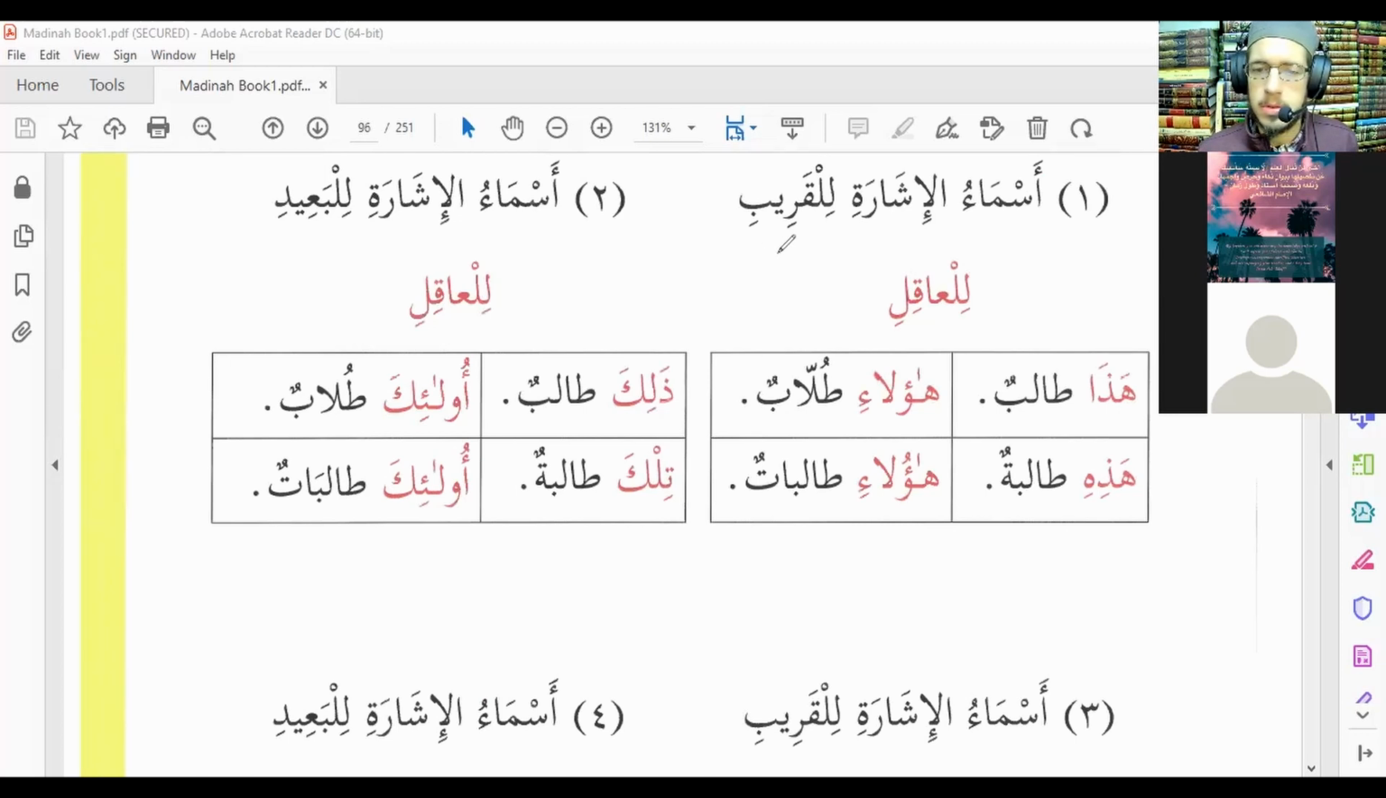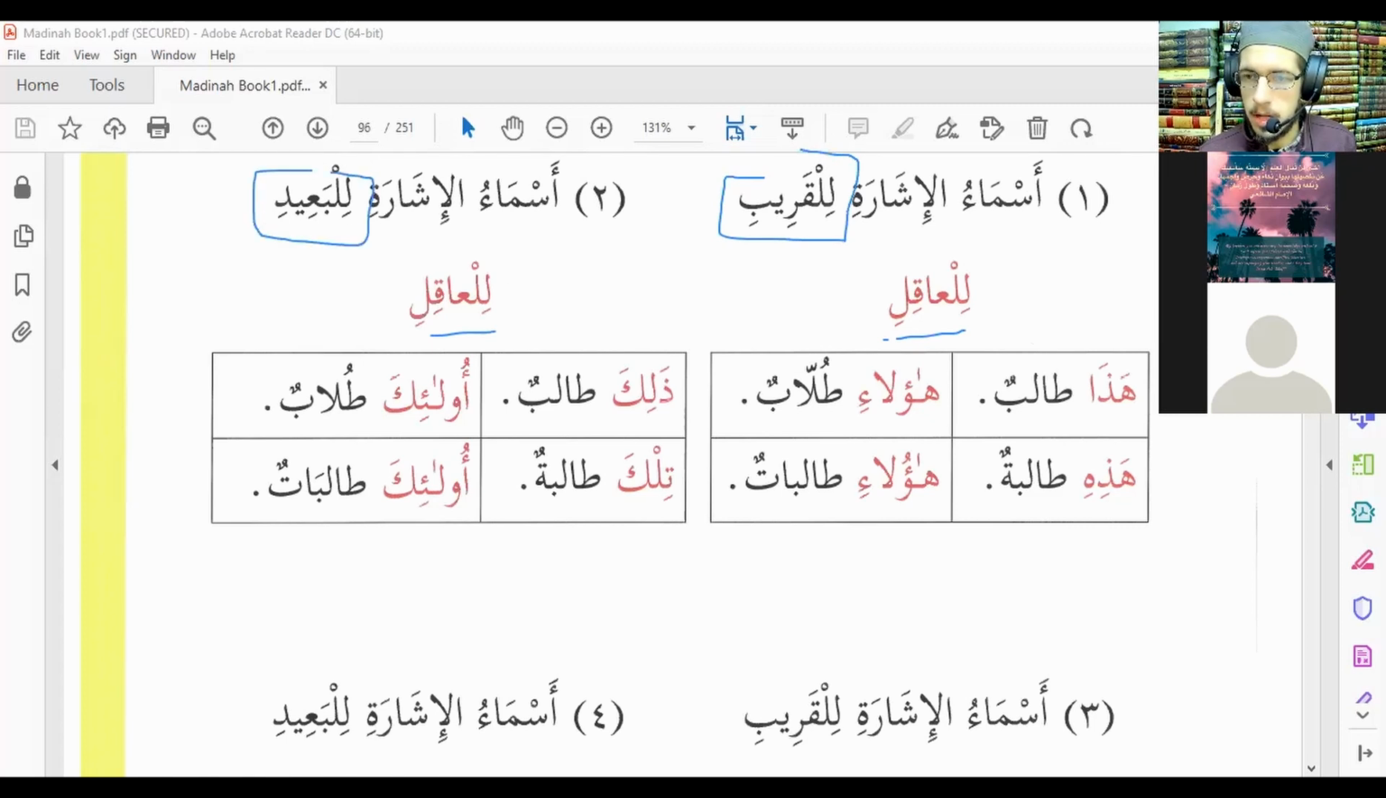And we have different ways of categorizing them, whether they are singular or plural, whether they are masculine or feminine, whether they are close or far away, and finally, whether they are humans or not humans, okay? So both of these are for human beings. This one is for close by, and this one is for far away.